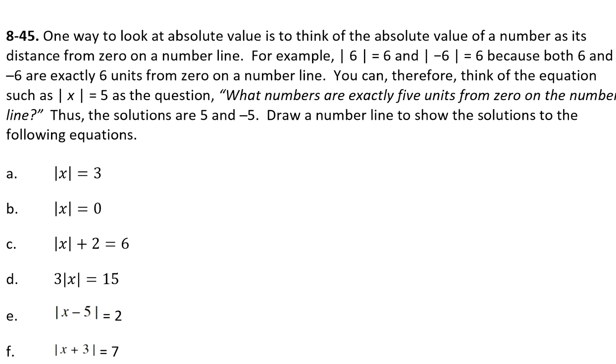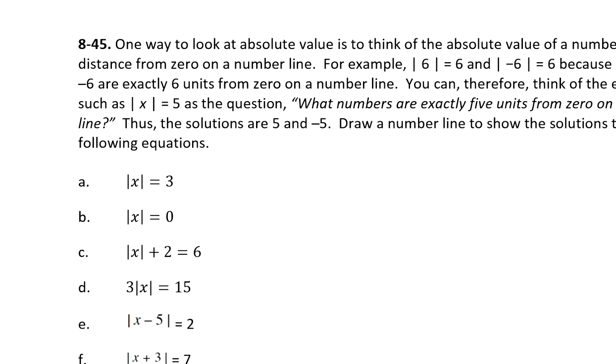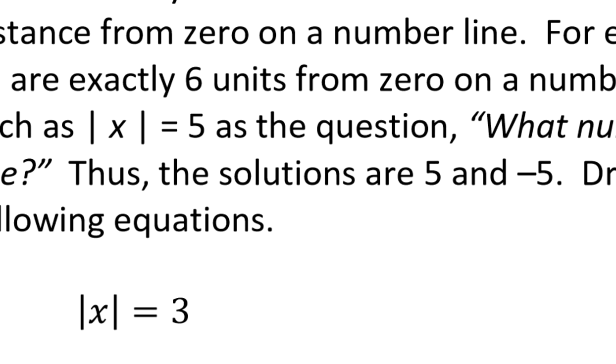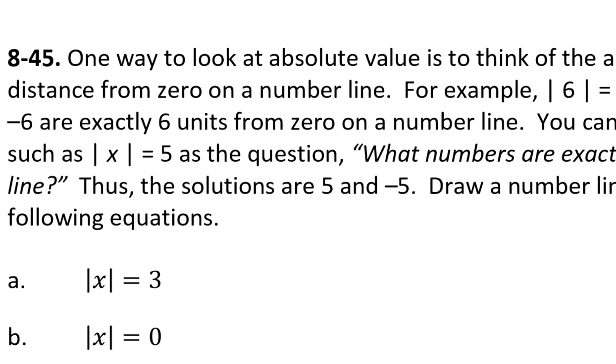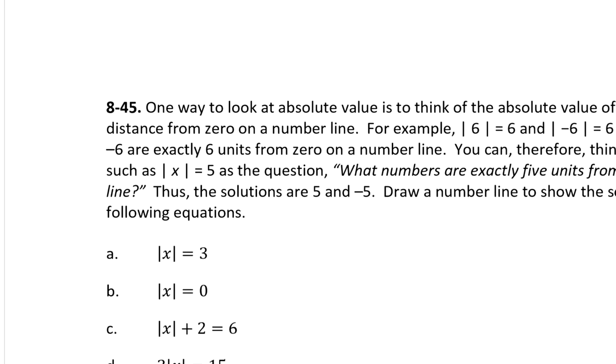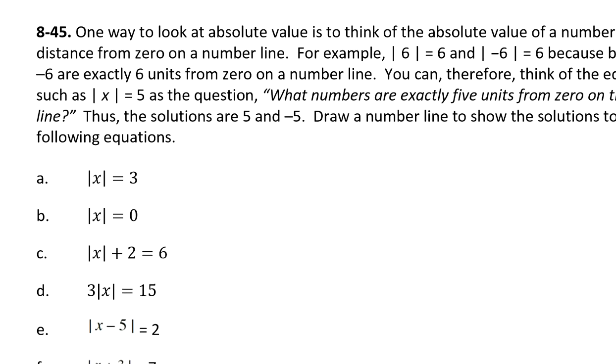You can therefore think of an equation such as the absolute value of x equals 5 as the question, what numbers are exactly 5 units from 0 on the number line? That's why whenever we drop the absolute value symbol, we always introduce this plus and this minus.